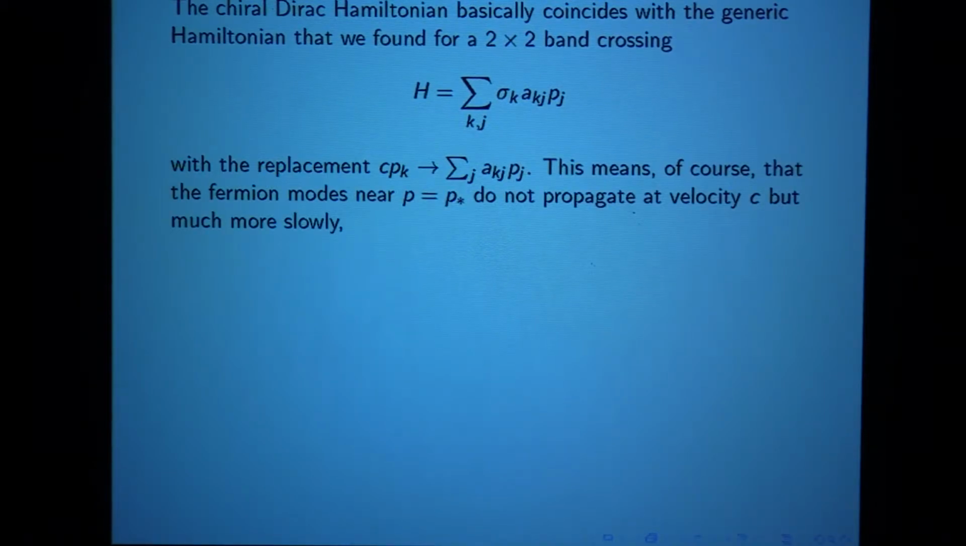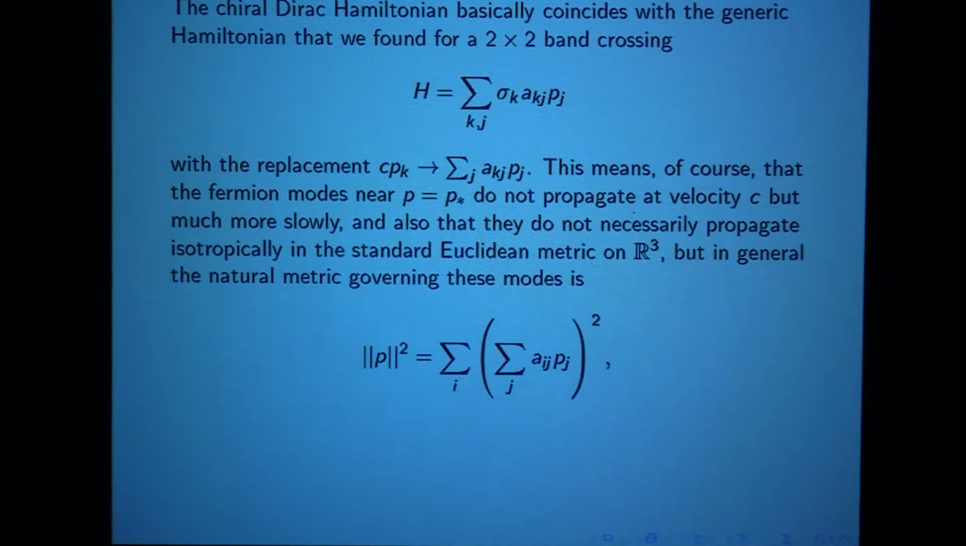So what that means is that the fermion modes near p equals p star, well, obviously in condensed matter physics they won't travel at the speed of light. They'll travel at a velocity that's more like alpha, 1 over 137, times the speed of light. But they also won't necessarily propagate isotropically. If there are no particular symmetries, then the matrix a_kj is a random matrix, more or less.